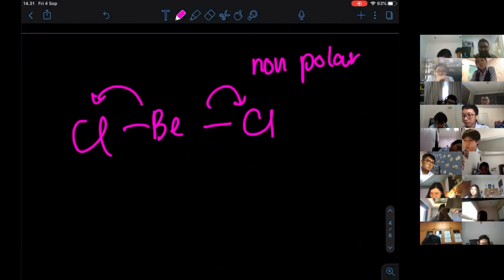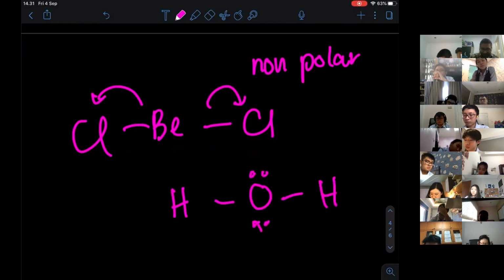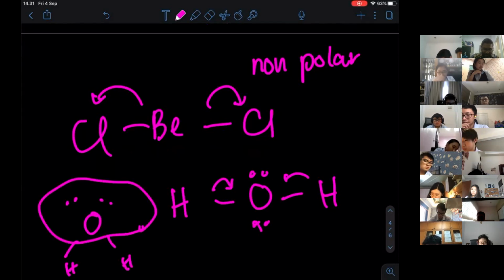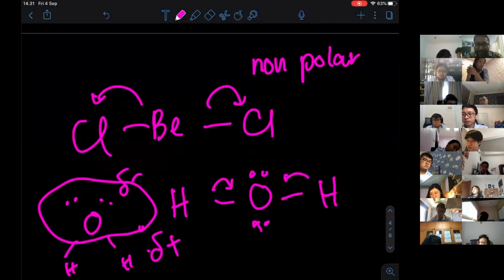But another example is water. Now water is going to be different. Here, even though they are coming over here and it looks somewhat symmetrical, take note, this molecule is not symmetrical. It's going to be like this. Just imagine there are more electrons over here compared to here. Delta negative, delta positive. Water is polar. I hope you understand this. I will repeat again, don't worry. Please read on that.